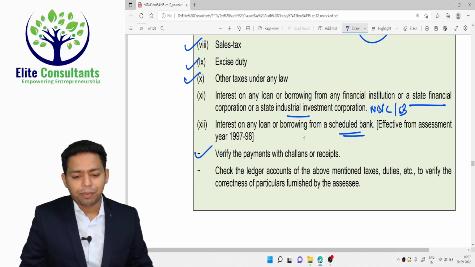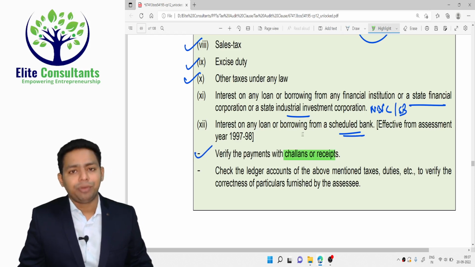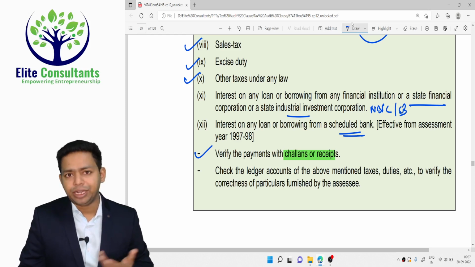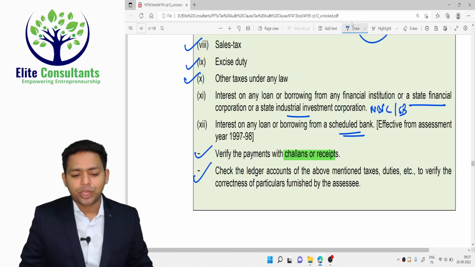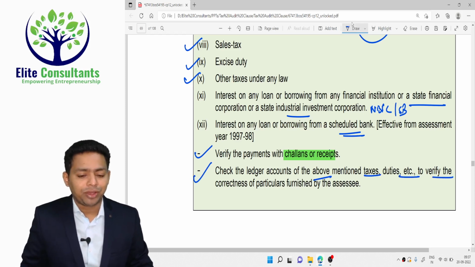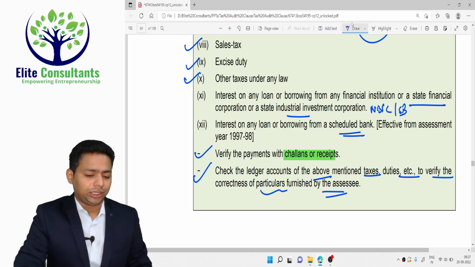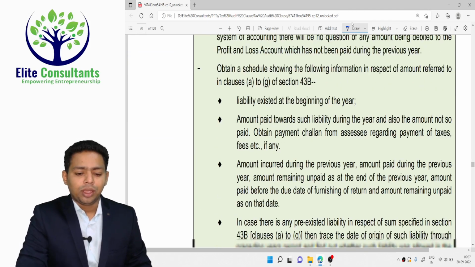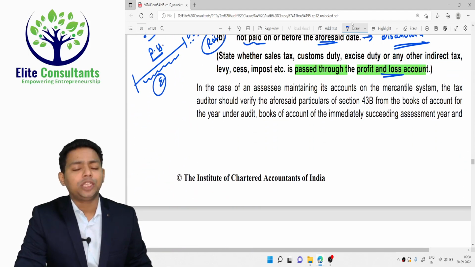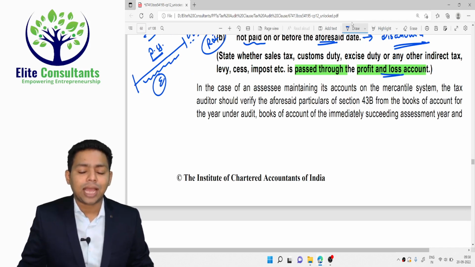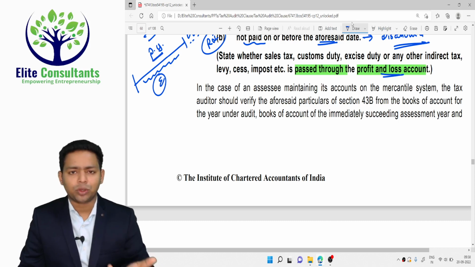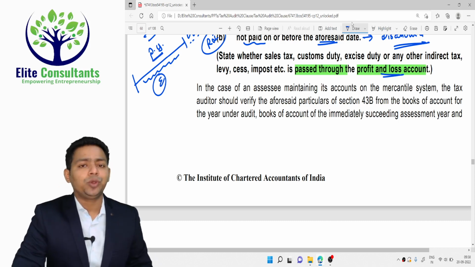Verify the payments with the challans or receipt. They are saying yes, we have taken the loan, we have paid the interest, and that's the reason we deserve the deduction under this particular section. Check the ledger account of the above mentioned taxes, duties, etc. Verify the correctness of the particulars furnished by the assessee. So these are the things that you are supposed to do. Then not only that, my dear friends, we have to tell them in which year this particular expenditure was paid, and whether these taxes are passing through the profit and loss account or not. That we will discuss in the next clause. The next clause is about indirect taxes only. So there I will show you the treatment.